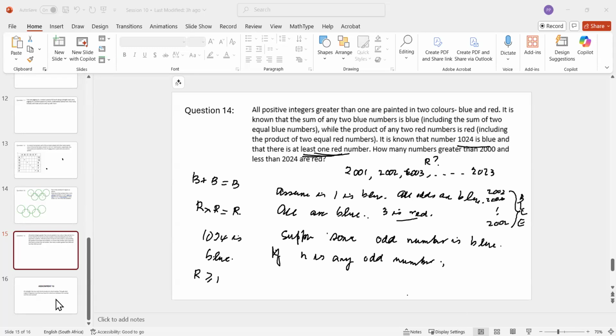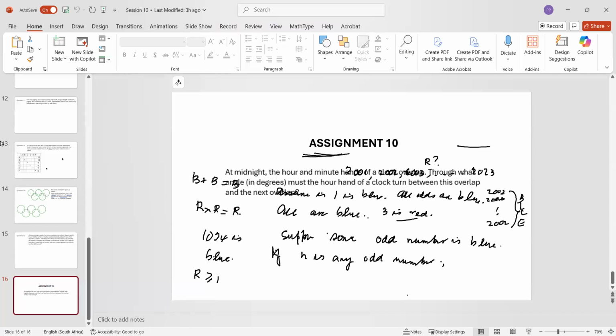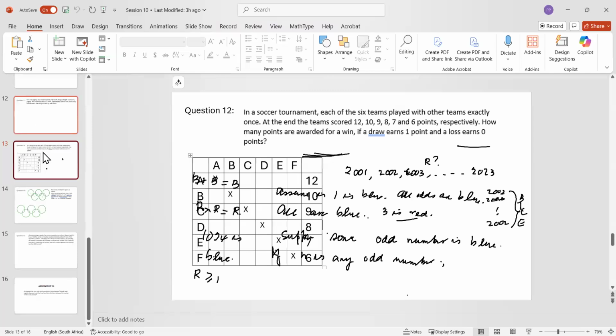And this last problem here is on a clock. Your assignment problem. If you've got time, you have to do this assignment. And the assignment, I've got it written here. It's a clock problem. Okay, I've done one clock problem, so that should give you some idea of how to tackle these problems.